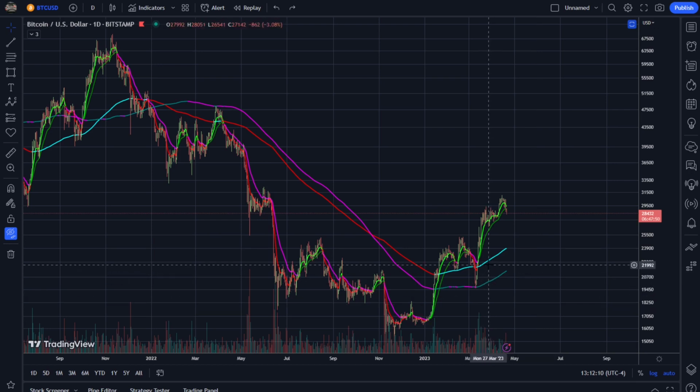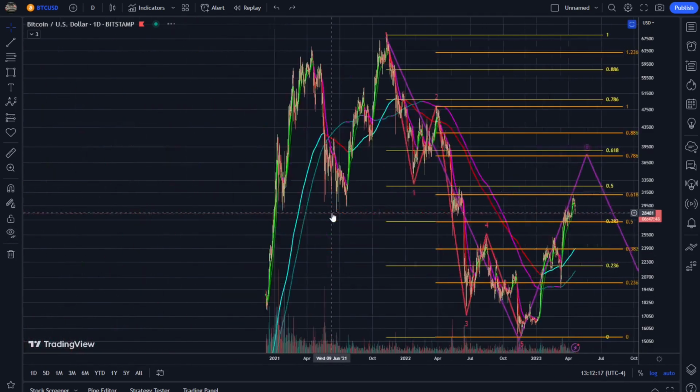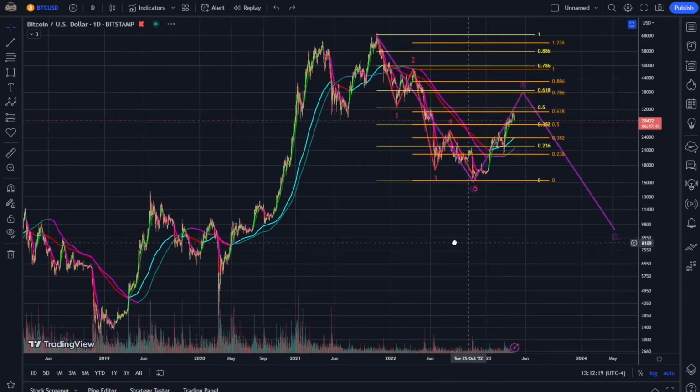So what if the worst case scenario does play out and we do actually top out around this area and then come back down here and go lower? Where are we likely to be headed to? Well, let's zoom out here on the big picture and we can get a much better idea.